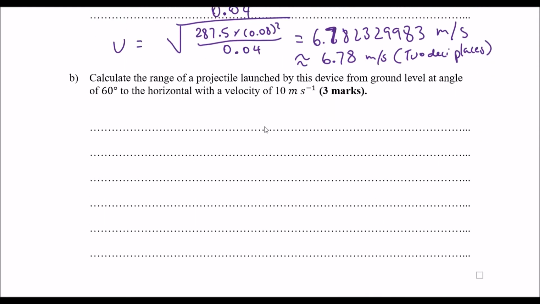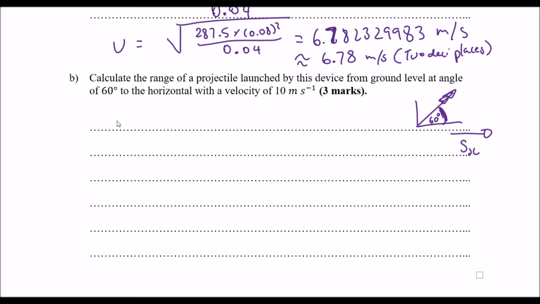Alright, next question. It says, calculate the range of a projectile launched by this device from ground level at an angle of 60 to the horizontal with a velocity of 10 meters per second. So we're launching it at 60 degrees to the horizontal, so that's our angle there. We're trying to work out the overall displacement from that.